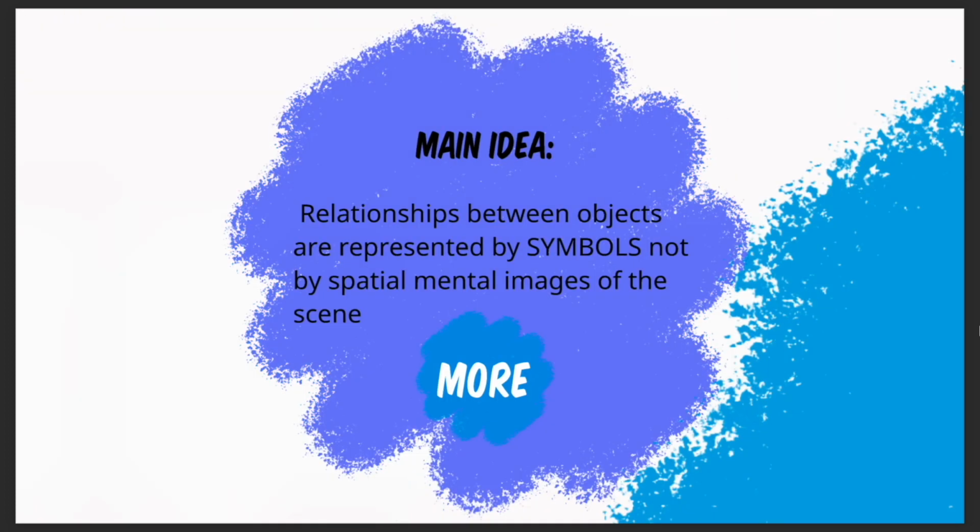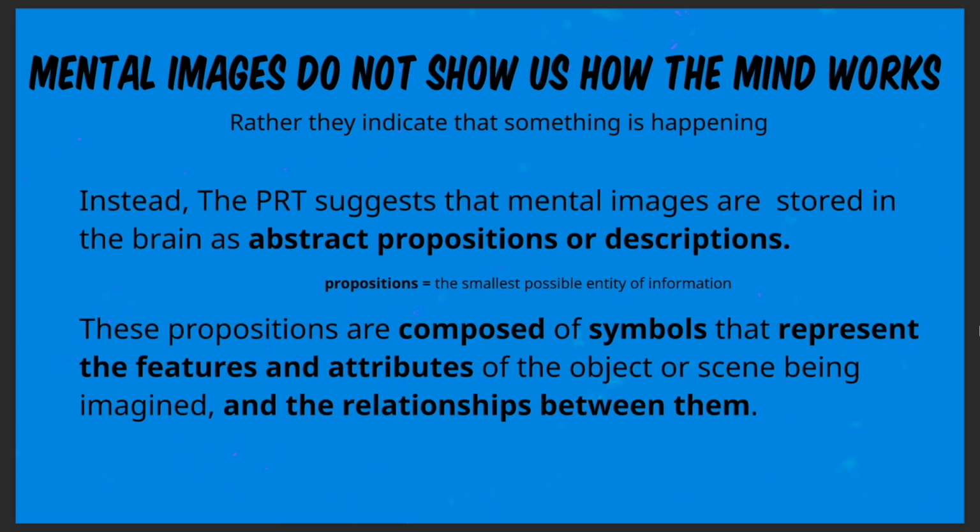Next, the propositional representation theory. The main idea was that relationships between objects are represented by symbols, not by spatial mental images of the scene. It stated that mental images do not show us how the mind works. Rather, they indicate that something is happening. Instead, this theory suggests that mental images are stored in the brain as abstract propositions or descriptions.